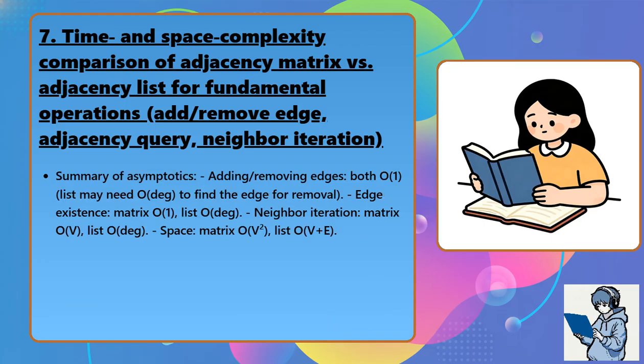Summary of asymptotics: adding or removing edges are both O(1), though the list may need O(degree) to find the edge for removal. Edge existence: matrix O(1), list O(degree). Neighbor iteration: matrix O(V), list O(degree). Space: matrix O(V squared), list O(V plus E).